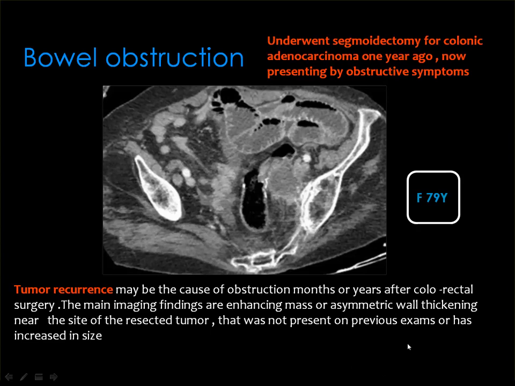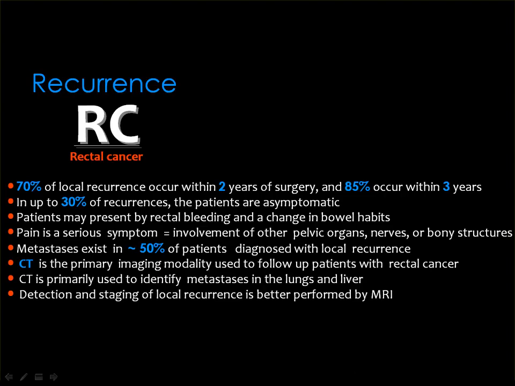Also here, you see, this is the suture line, and this is tumor recurrence at the anastomotic site that has encroached on the lumen, resulting in proximal intestinal obstruction with dilated bowel loops containing multiple air fluid levels.